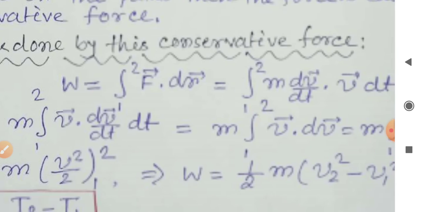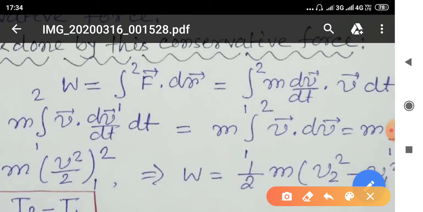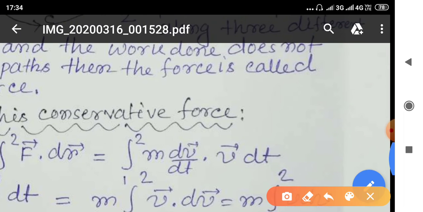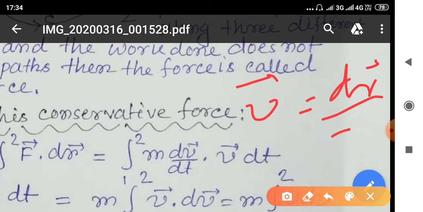As we know from the definition of the work done, that W is equal to integration of F dot dr with the limit 1 to 2, and we could rearrange the integrand as F could be written as m dv/dt, dot dr is v dt, since we know that v is equal to dr/dt. So in place of dr we could write v dt.